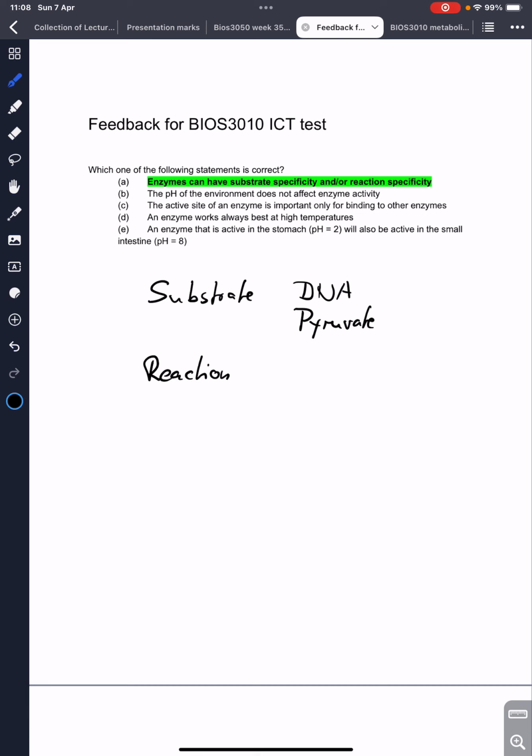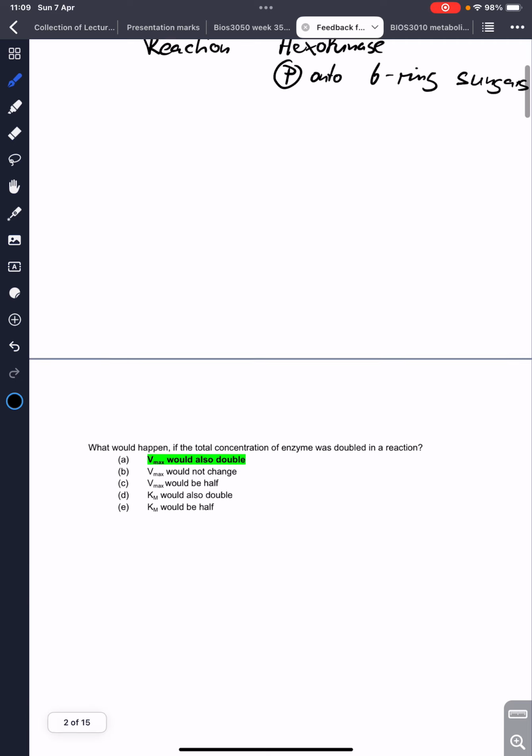So, for example, a hexokinase would transfer phosphate residues onto basically 6-ring sugars. And for some enzymes, it doesn't matter whether it is glucose or galactose or something like that, as long as it is a 6-ring and as long as the substrate can bind to the active site. That's why this question would be correct.